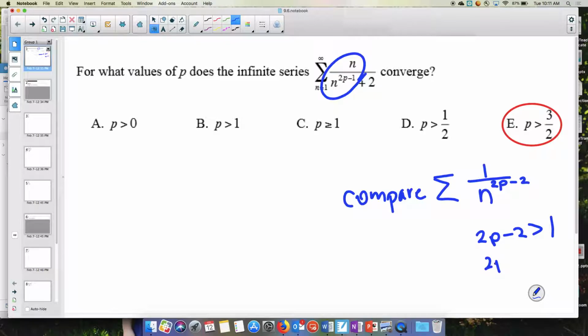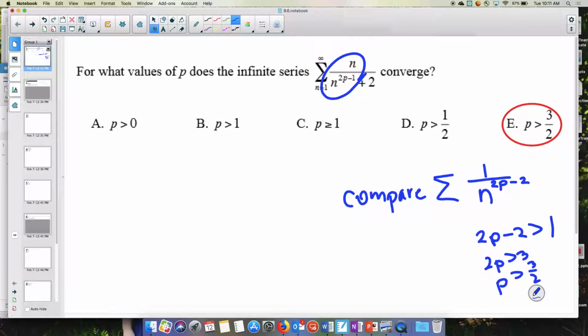Okay. So 2p needs to be greater than 3. P is greater than 3/2. Okay. And so then if we did the limit comparison test, we know that the powers of n would be the same, and we would get the limit to equal 1, which is positive and finite. And so as long as p is greater than 3/2, then we'd have a converging series. Does that make sense?